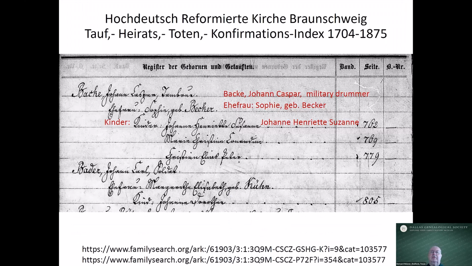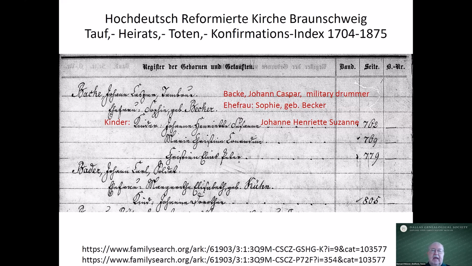So I can go through and look for, here's one of the records. This is for Johann Caspar Bacchi, who was a military drummer. Notice usually after the name, they always indicate the profession, because that shows where you fit in German society. This indexer had very nice handwriting. And if you're familiar with the German handwriting script, you can see the next line is his Ehefrau, his wife, is Sophie, and then the geb., geboren, her maiden name, Becker.